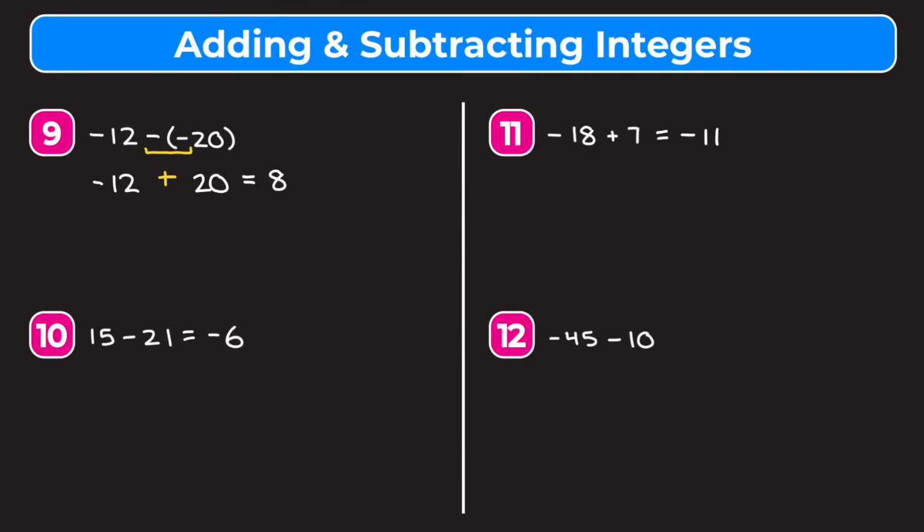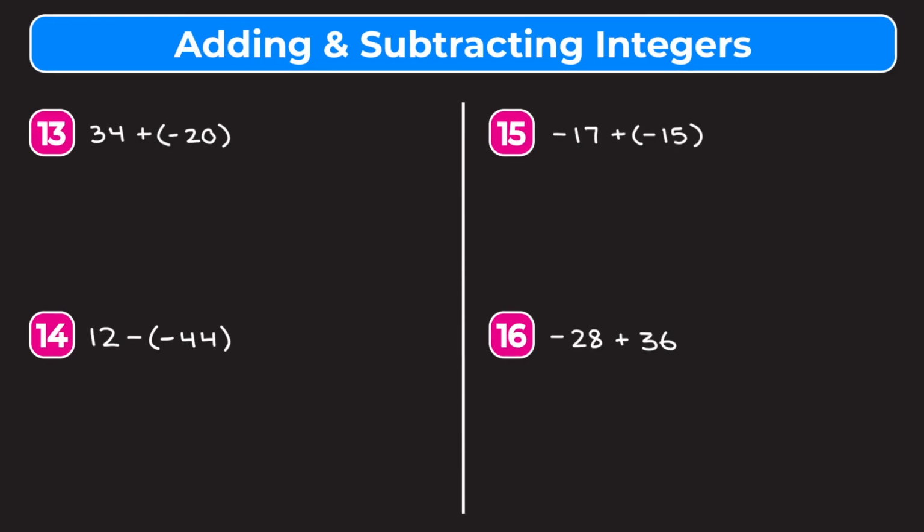So if we look at the last one on this slide, we have a negative 45 minus 10. So negative 45 tells us we're 45 steps underground, and this minus 10 means we're going more underground. So our number is going to get even more negative. So we're 45 steps underground, we go 10 more steps underground. 45 plus 10 is 55, so now we're 55 steps underground, so we get negative 55. Let's go through 4 more examples just to make sure this makes sense.